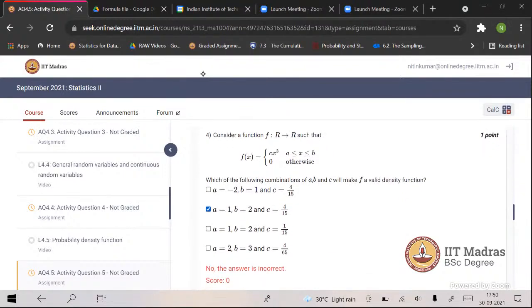The fourth question is asking which combination of A, B, and C values makes f a valid density function. Now how will you find these combinations? The first thing is that the function's values should always be positive, right? So look at the first option. The first is taking values from -2 to 1.